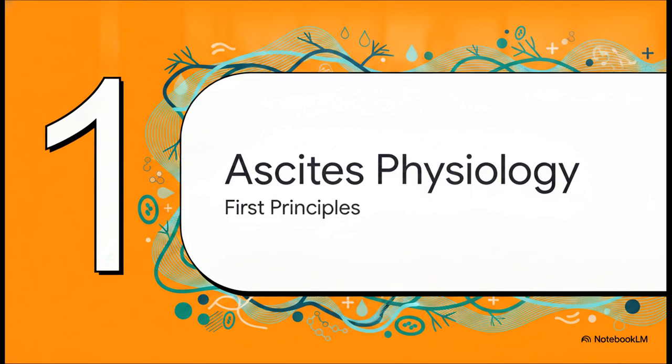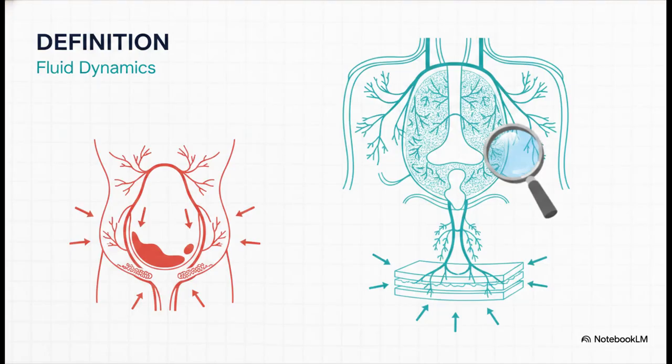The physiology of ascites, going back to first principles. Now, before we can even think about treating a problem, we absolutely have to understand the baseline physiology, right? So let's get a clear definition on the table. Ascites is simply the abnormal accumulation of fluid within the peritoneal cavity. Now, in a normal, healthy person, your peritoneal cavity isn't totally bone dry. There's this very thin layer of lubricating fluid between the visceral and parietal peritoneum, and any excess, well, it's constantly being swept away by your lymphatic drainage system.